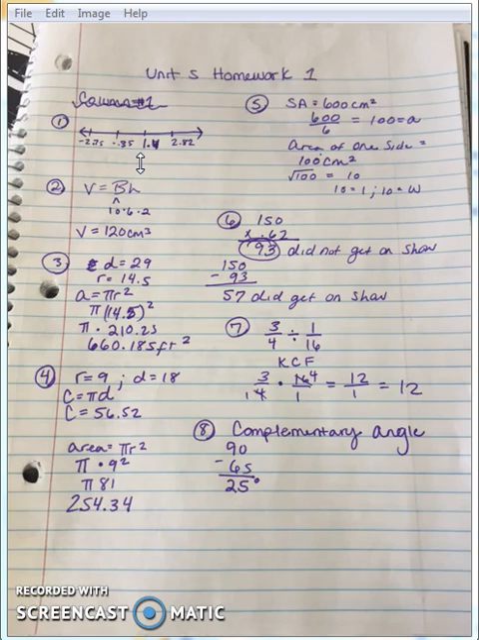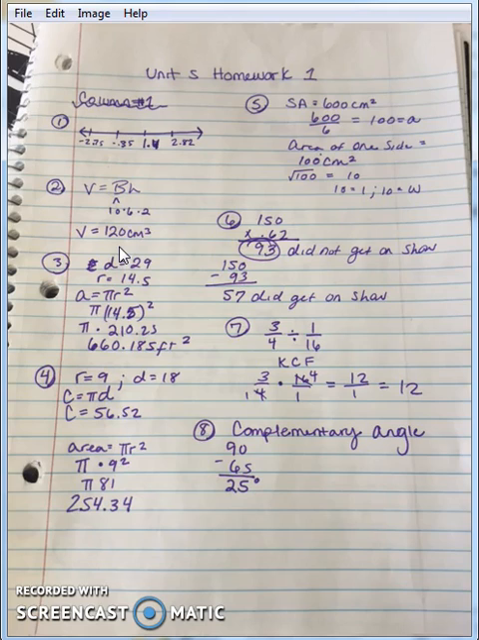Number 2, a cell phone measures 10 centimeters long, 6 centimeters long, and 2 centimeters long. What is the volume of the cell phone? So a cell phone has a shape of a rectangular prism. So the formula we will use is V equals big B times the height. Okay, so we have 10 times 6 times 2, which would be 120 centimeters cubed.